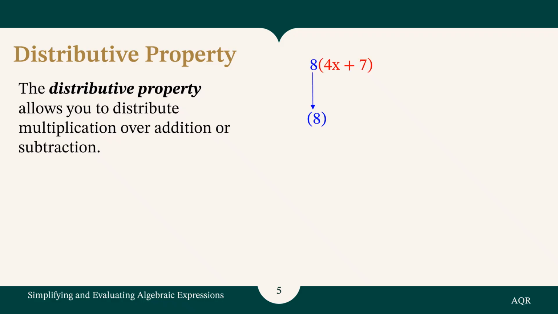So we're actually going to be multiplying 8 times 4x and 8 times 7. So 8 times 4x gives us 32x, plus 8 times 7 gives us 56. And since we can't combine any more like terms, our final answer would be 32x plus 56.